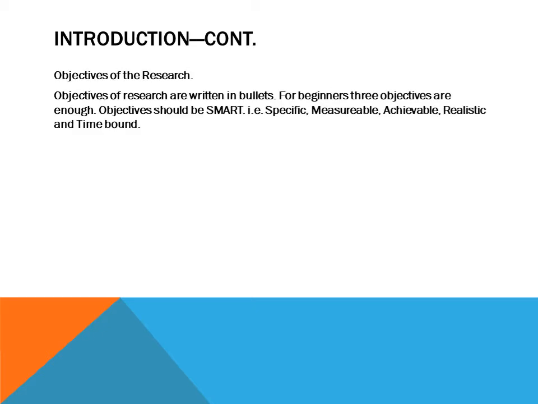Now, the next subheading under introduction is objectives of the research. Objectives of research are those statements which you are going to achieve at the end of the research. Objectives are always written in bullets, and for beginners, three objectives are enough. Objectives should be SMART. This is the word which is used everywhere for objectives, because SMART means that an objective should be specific, measurable, achievable, realistic, and time bound.